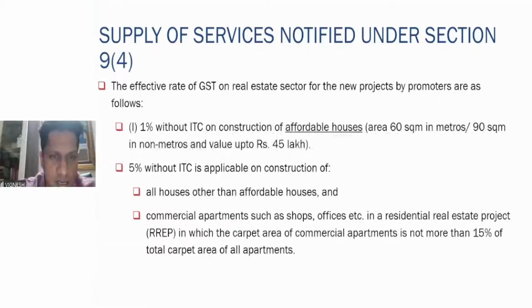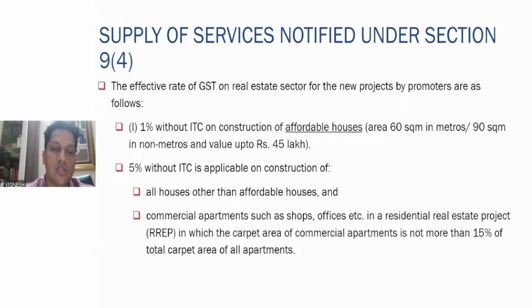So here there are 2 things. One is affordable houses, one is other than affordable houses. Affordable houses and non-affordable houses. So the effective rates of GST are as follows. In case of affordable houses, wherein the area is 60 square meters in metros, 90 square meters in non-metros, and the value is up to 45 lakhs, the effective rate of GST is 1% without ITC.